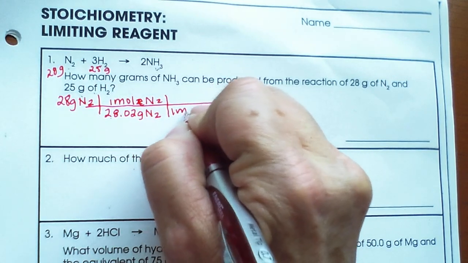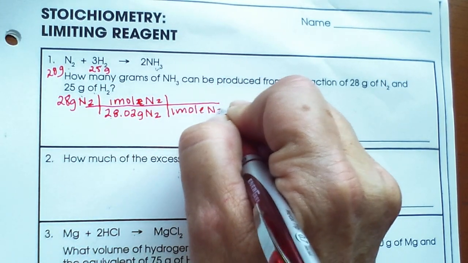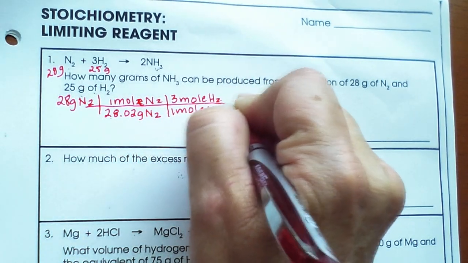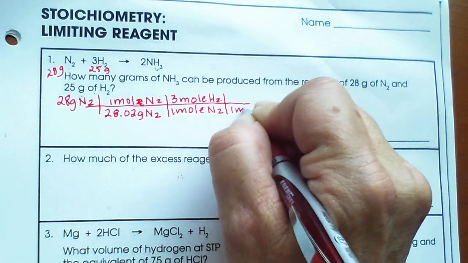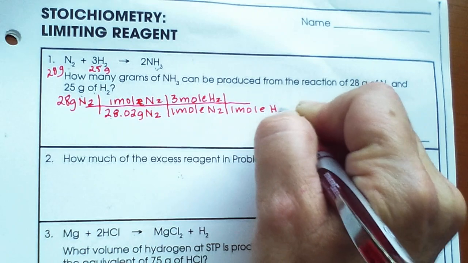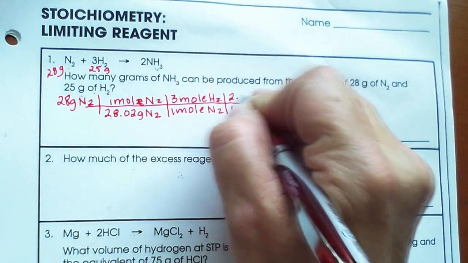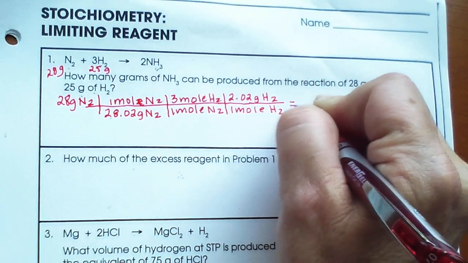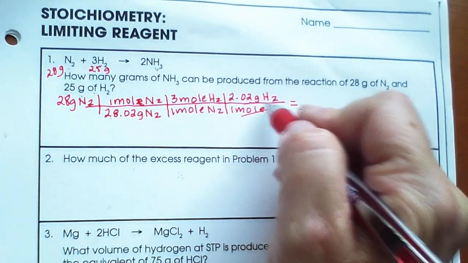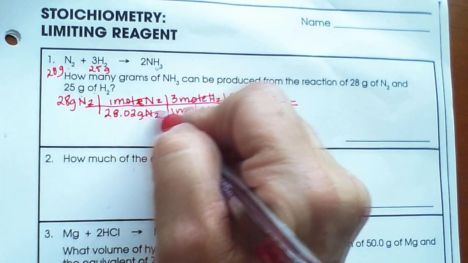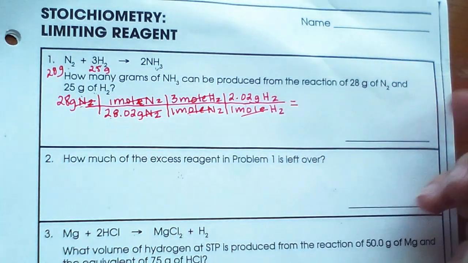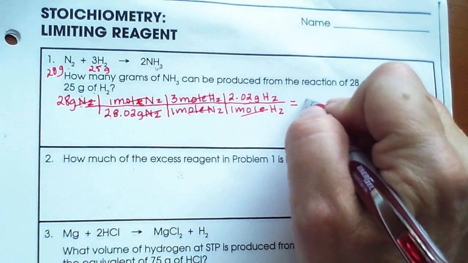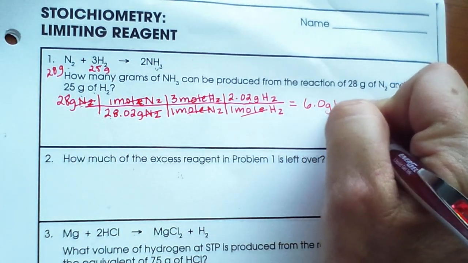So 1 mole of N2 to 3 moles of H2. 1 mole of H2 to 2.02 grams of H2, and that's the molar mass of my hydrogen. Now, when I run this through, I'm going to cancel my moles and my moles, my grams and my grams. And I'm left with grams of H2, and that tells me that in order to react my 28 grams of nitrogen, I'm going to need 6.0 grams of H2.